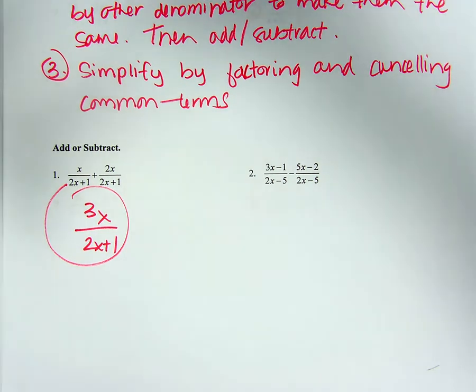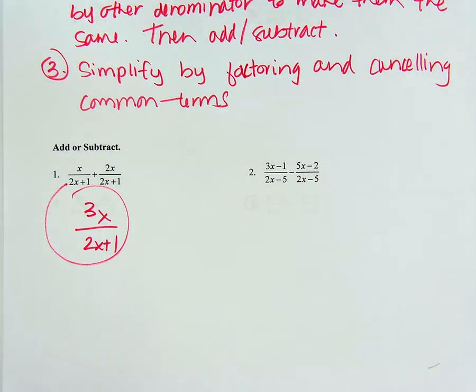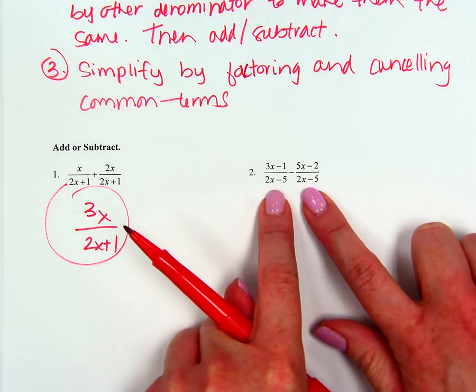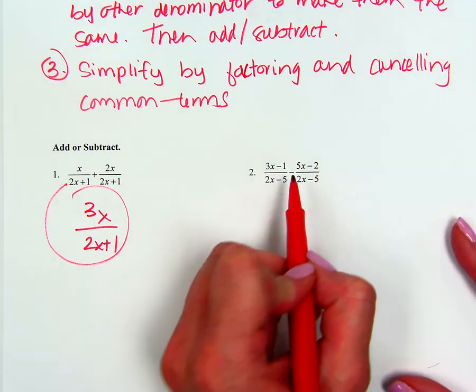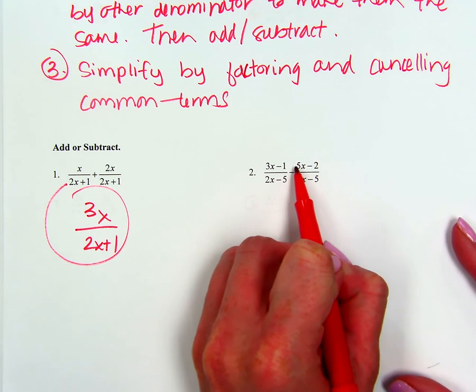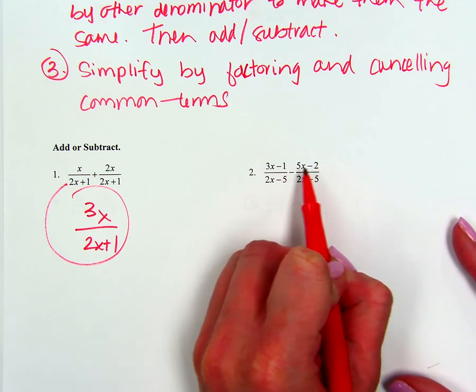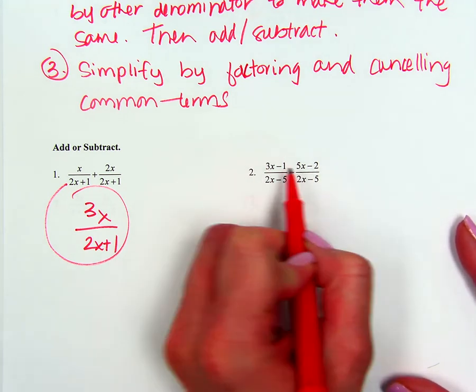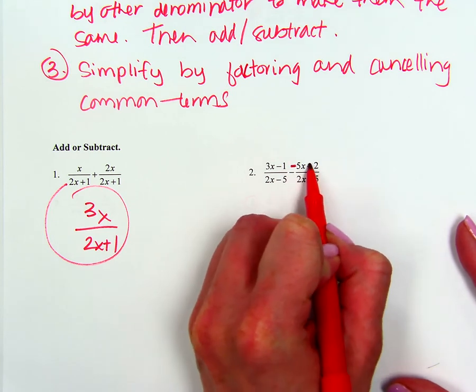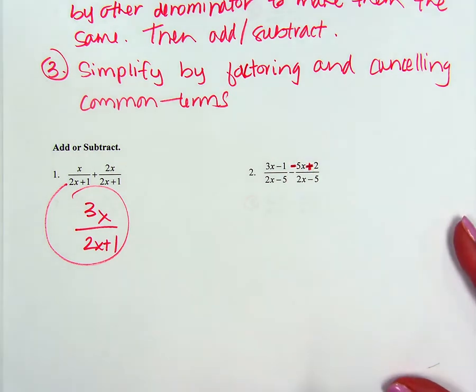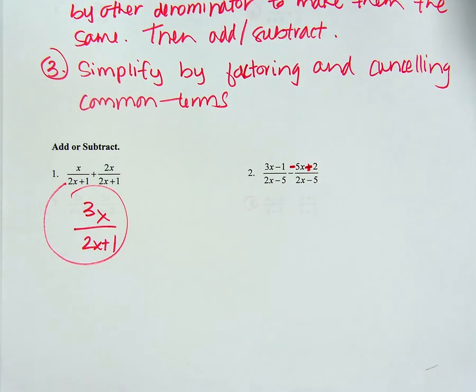Let's look at number 2. Number 2 is a little bit different because we're subtracting. So first thing we're going to do is identify if our denominators are the same, which it is in this case. But we're going to recommend that you take that negative right away and distribute it into your numerator, just so you don't forget about it. So this negative is going to go right up to the top, and this is going to become a negative 5x, and this is going to become a positive 2. So make sure you do that right away so you don't forget to include that.